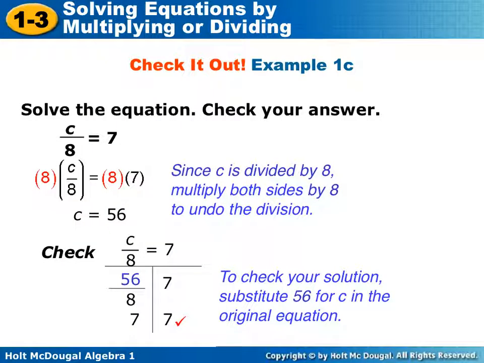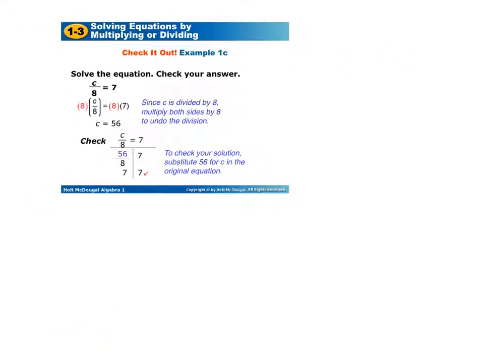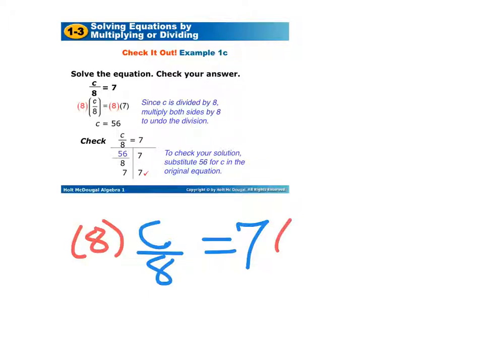Another example. Again, just integers here. So if I have my division equation, again, I'm going to use multiplication. What am I multiplying both sides by? The 8, the number that's with the letter. It cancels away from the letter C, and 7 times 8 is 56.